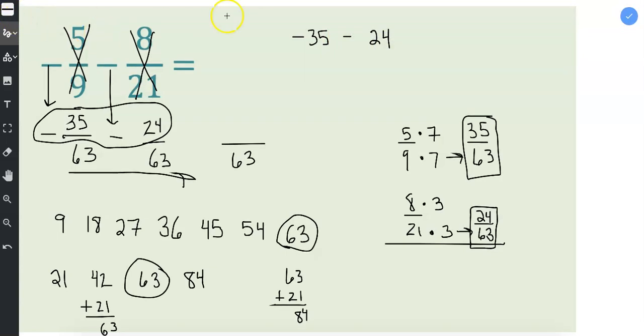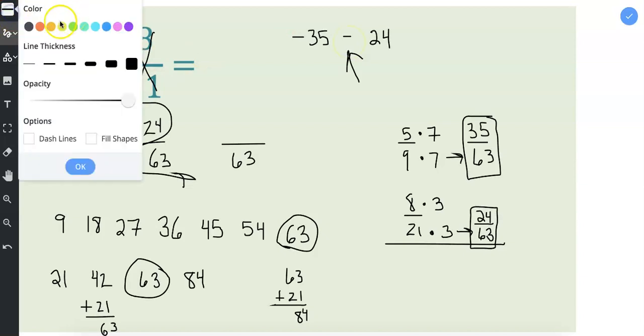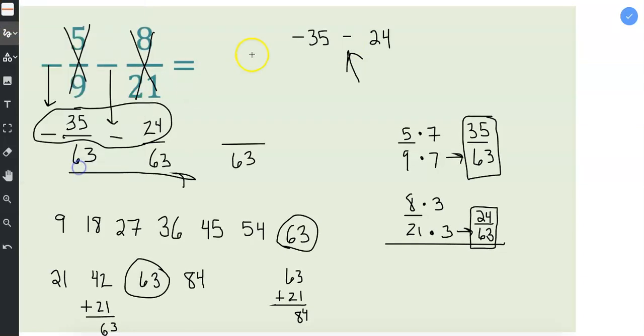Whenever I see subtraction, I'm going to change this to addition. To change this to addition, I have to make two changes. Change 1, change 2. I add the opposite. So subtracting 24 is the same as adding a negative 24. All right, so now let's think about it. Negative 35 plus a negative 24.